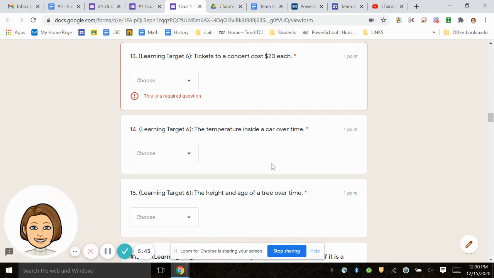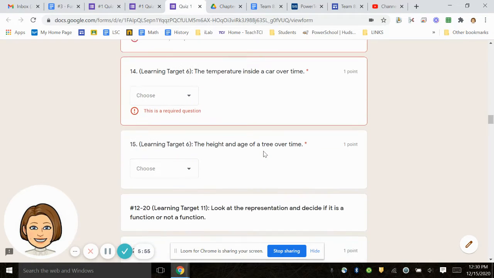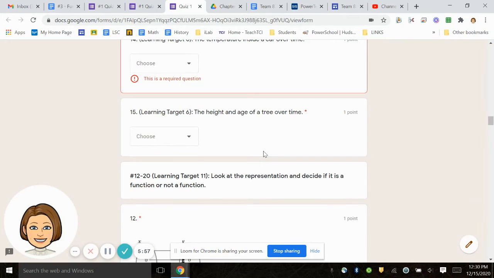Number 14, the temperature inside a car over time. Would that be discrete or continuous? Number 15, the height and age of a tree over time. Discrete or continuous?